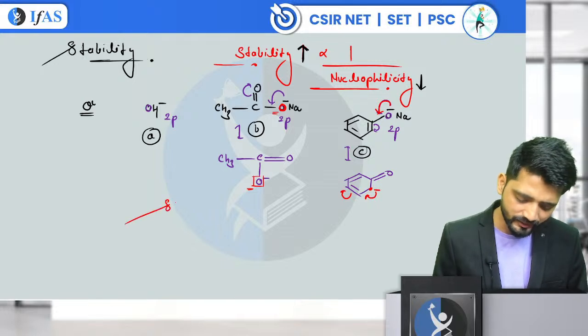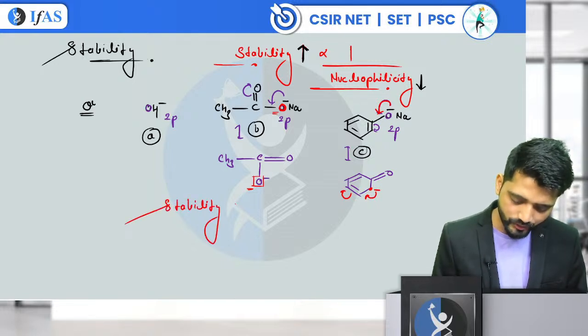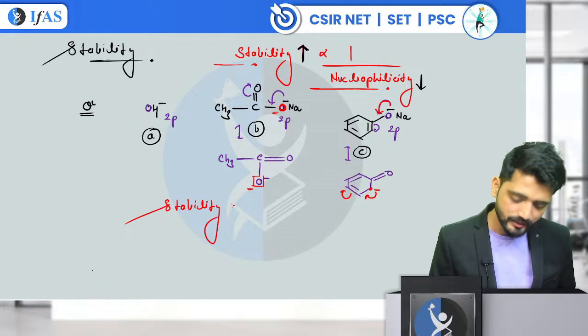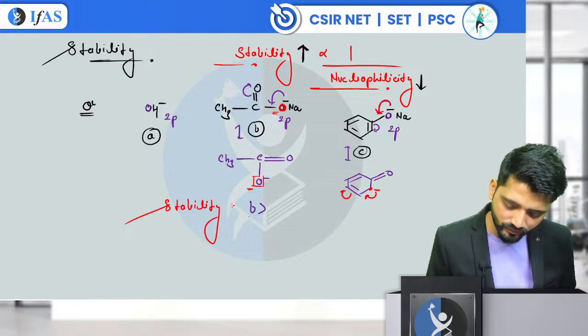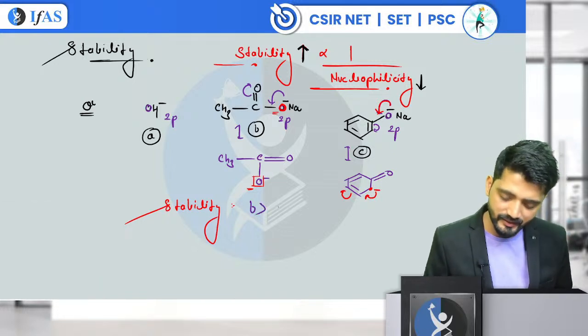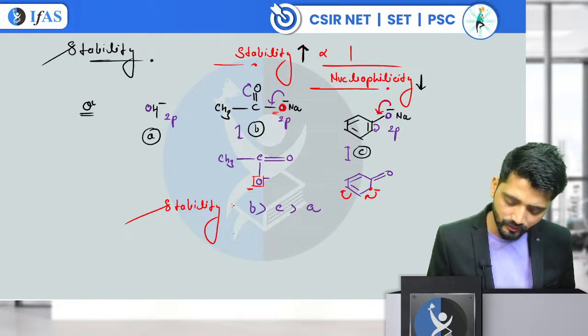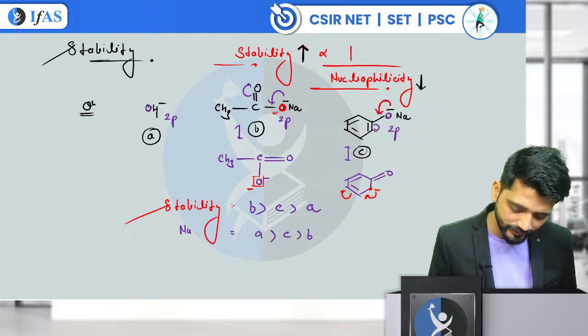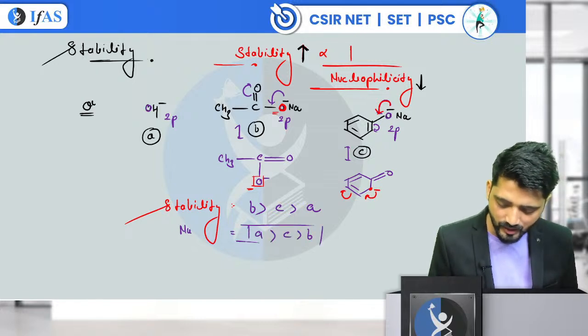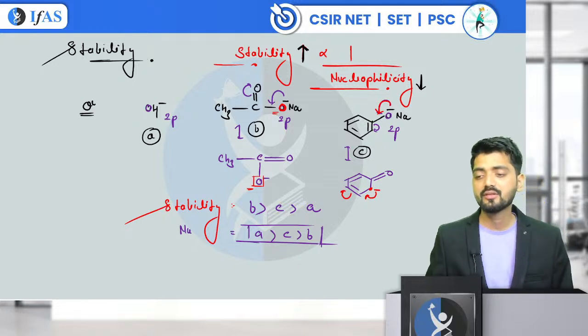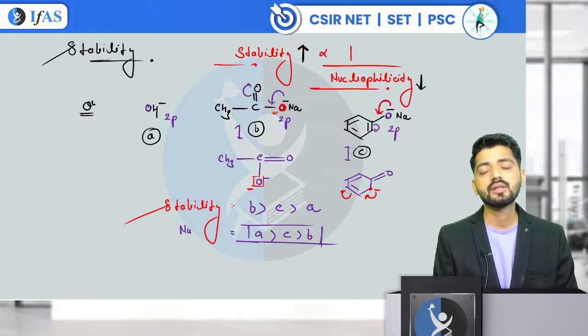So if I write the stability order, the order should be something like this. B anion is very highly stable, and then comes your C, and then comes your A. So the nucleophilicity order is going to be, we need to reverse this order. So A, C, and then B. Did you get the concept why I have written this order as ACB, not ABC?